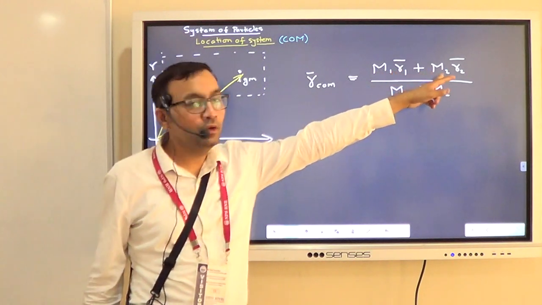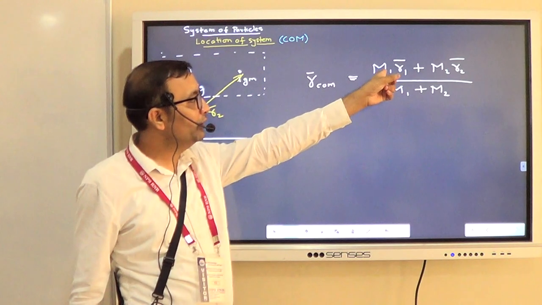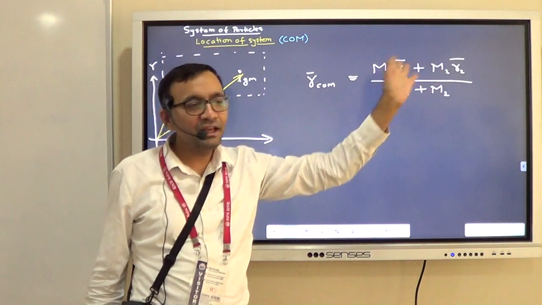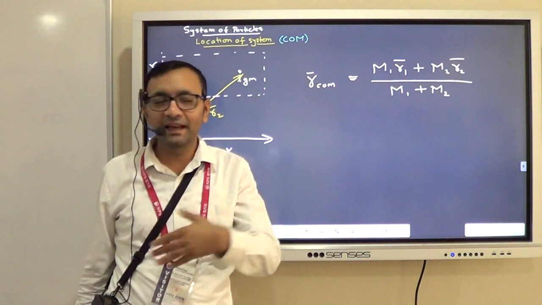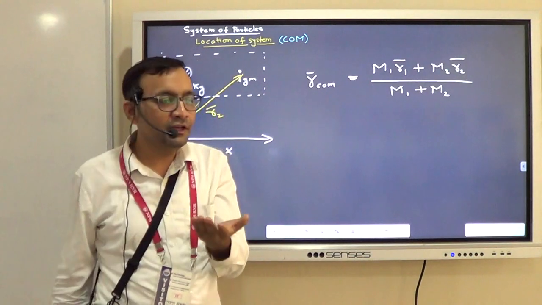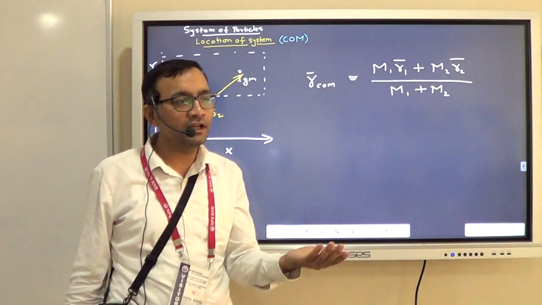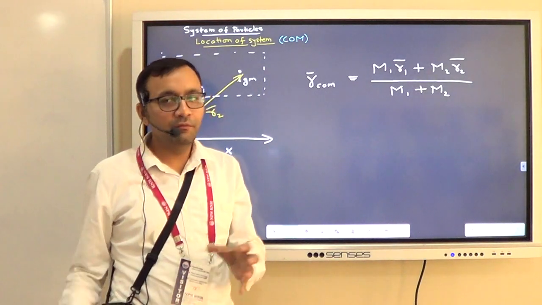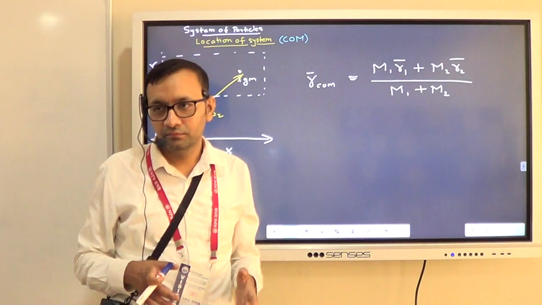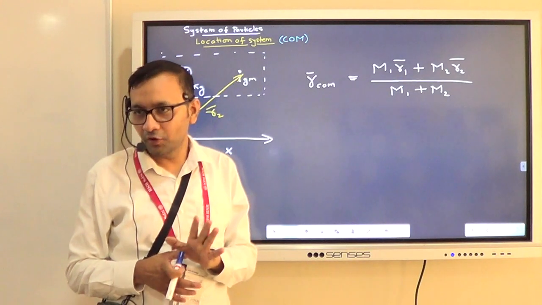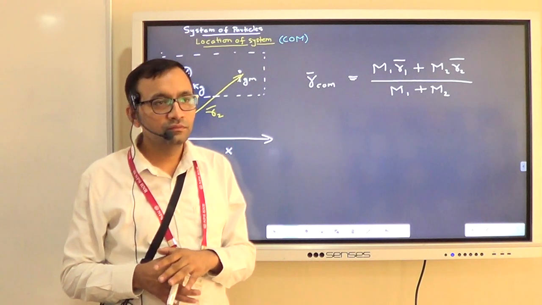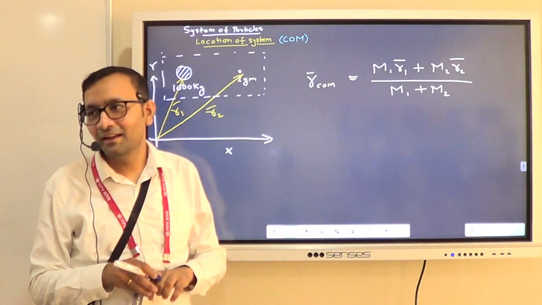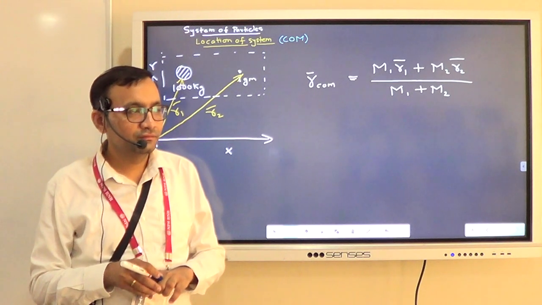Suppose m1 is very large compared to m2, automatically r center of mass will be closer to m1 because this term will be negligible. It is like finding the weighted average of age. For example, some of you could be 90 years old, some of you could be 10 years old. But if 100 people are 10 years old and only 2 people are 90 years old, the weighted average will be closer to 10 years. Same thing, this is weighted average. Have you heard of weighted average before? No. Okay. You assign weight.